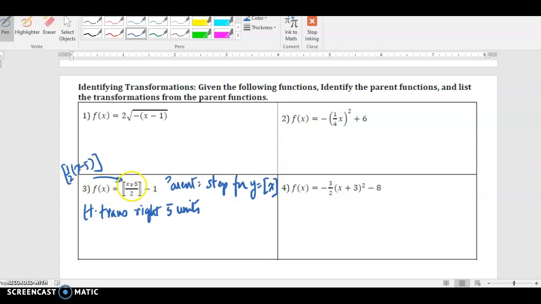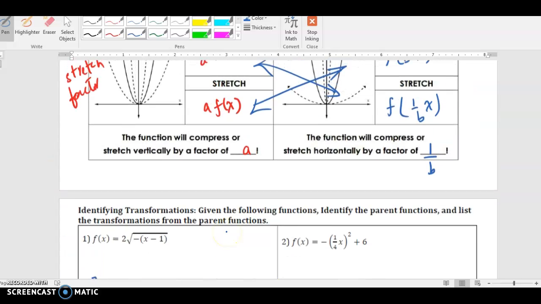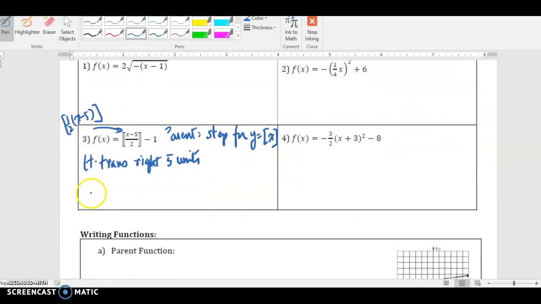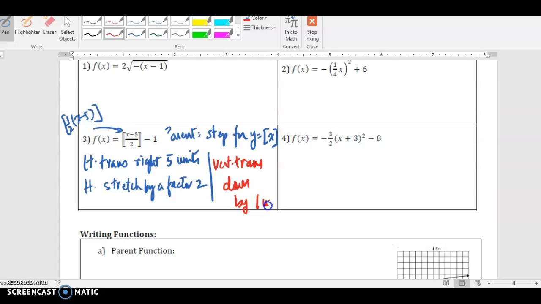So that half is happening inside the function, so this is a horizontal dilation. It is a stretch horizontally. You see this? It's 1 over b. So it's a horizontal stretch by a factor of 2. You have to flip it. Remember, you have to flip the stretch factor for horizontal. Now we'll see the minus 1. This is happening again outside the function, so it's all vertical. So vertical translation down by 1 unit.